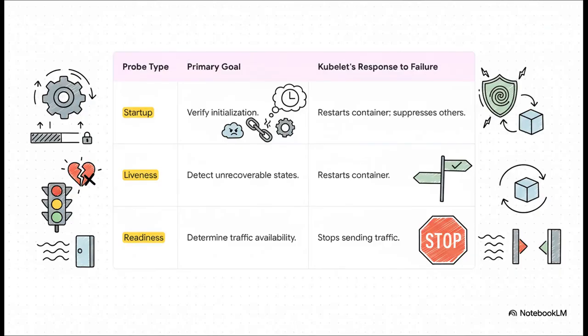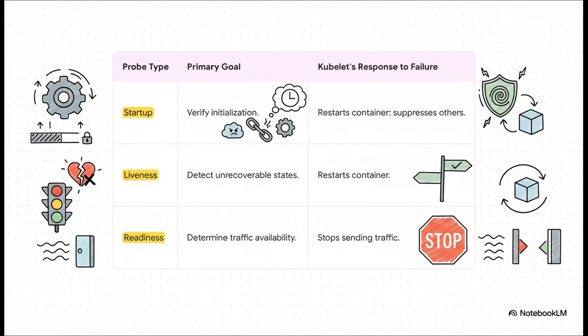And it's so important to understand that these 3 probes have very different jobs. First up, the startup probe. Its whole purpose is to give slow-starting applications like a Java app a grace period. It tells the other probes to just chill out until the app is fully initialized. Then you have the liveness probe. This one is looking for catastrophic failure. If it fails, it means the app is basically a zombie, and the only fix is to restart the container.